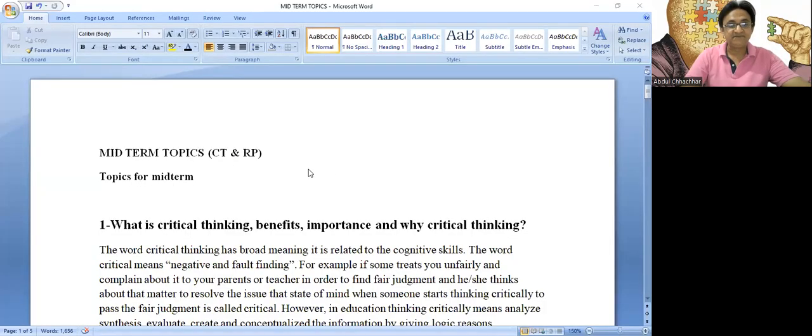This is the one you can see here. The first midterm topic was what critical thinking is, its benefits, importance, and why critical thinking. This question is covered in four parts. The first part is critical thinking, benefit, importance. This answer is very lengthy.